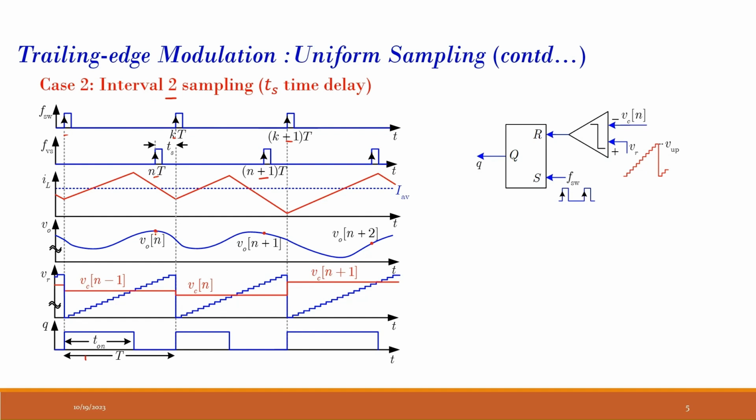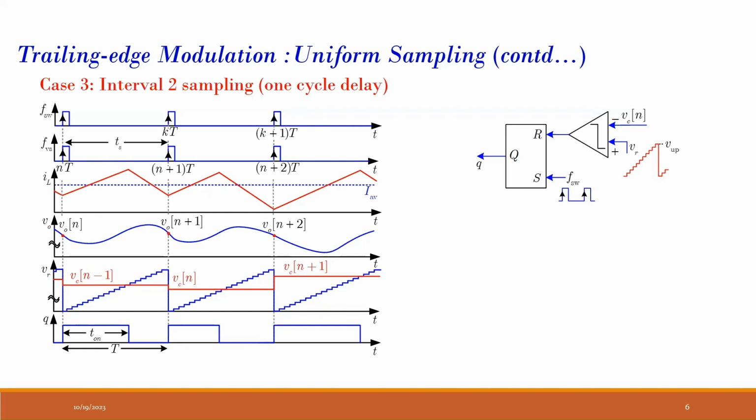So I am taking the sample of my output voltage over here. But the update of my controller signal happens after this TS time. That is why there's a delay. We consider this because there's an ADC conversion time, etc. To model that, we do this. After it gets updated, it will generate my new duty ratio. Similarly, that happens in the next cycle as well. So we are here doing interval 2 sampling, with a TS time delay.